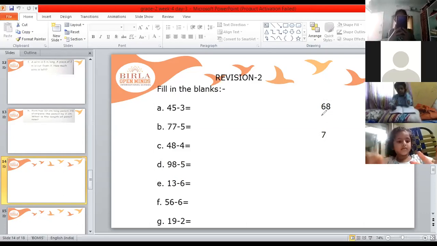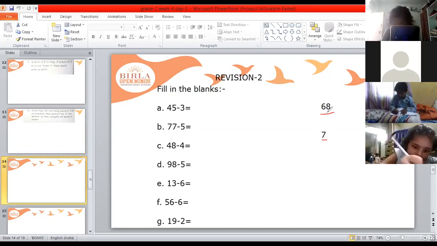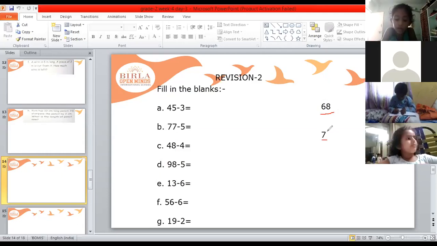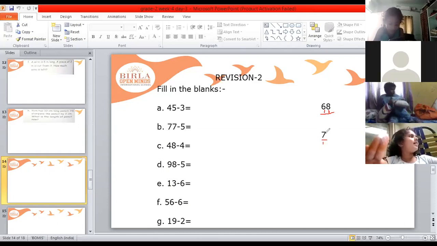So children, here 68 is a 2-digit number and 7 is a 1-digit number. No need to write the 68 and 7 in your math notebook. Here we can count the digits in 68: 1 and 2. So 68 is a 2-digit number, and in the number 7 there is only 1 digit, so it is a 1-digit number.